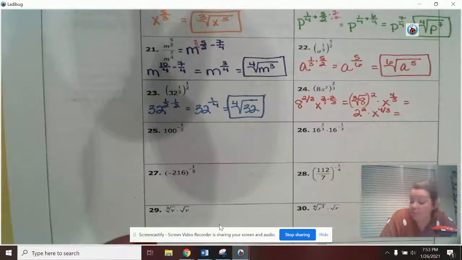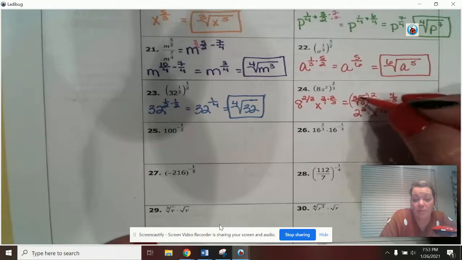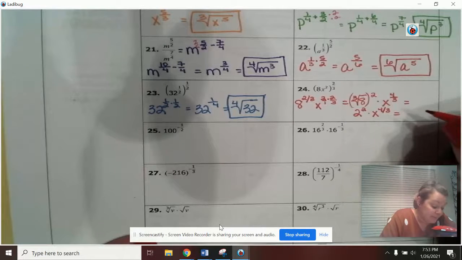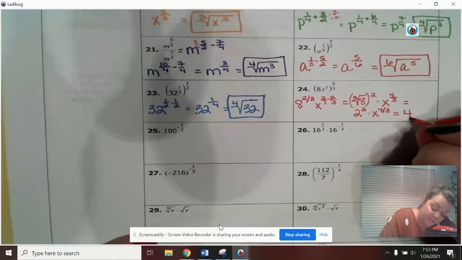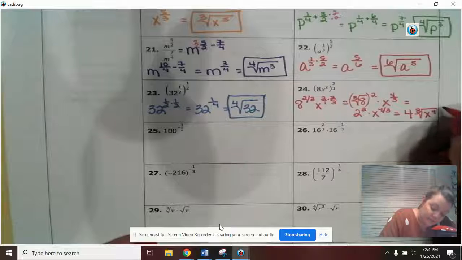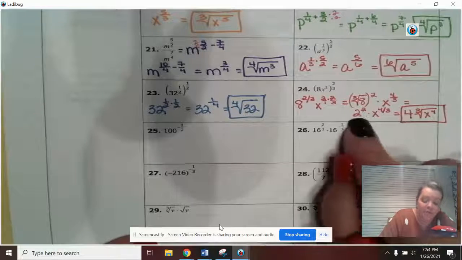And now I'm going to write it with radical notation. So 2 squared I can do. Again, this 2 came from the cube root of 8, but I still have this squared out here on the outside. So this is going to say 4, and then I'm going to turn this into radical notation. Cube root of x to the 4th. And I got the 4 from taking 2 squared.